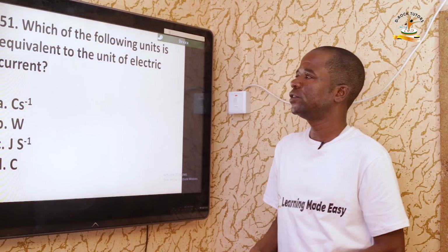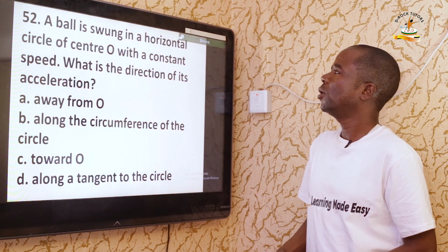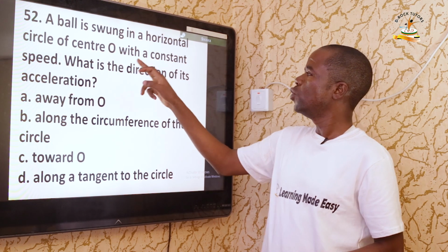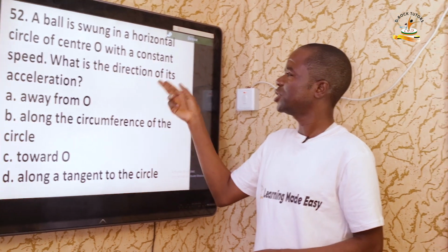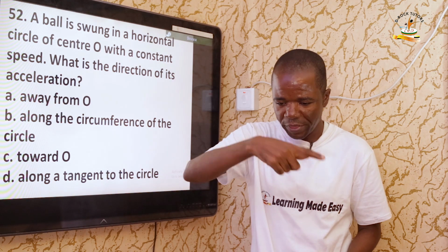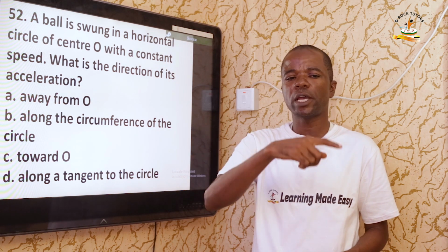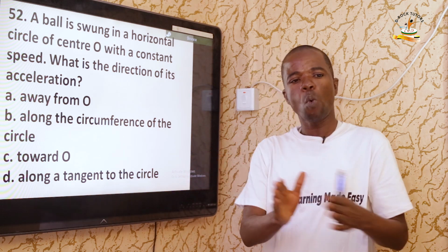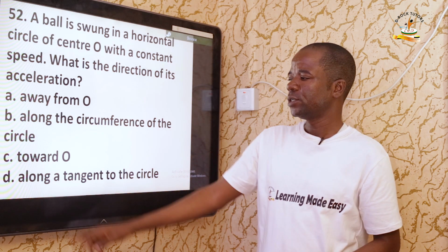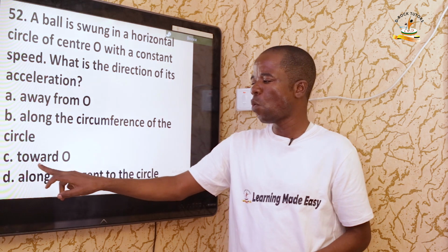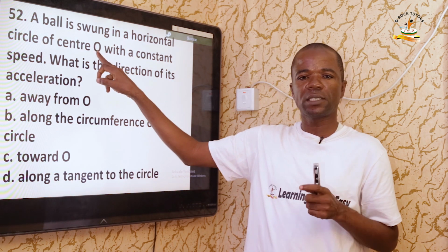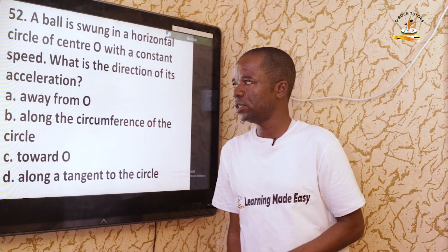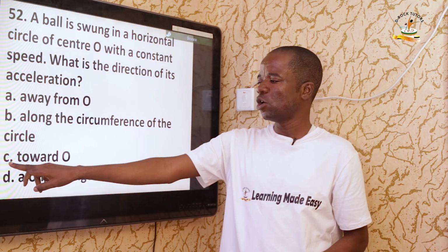Let's go to number 52. A ball is swung in a horizontal circle of center O with a constant speed. What is the direction of its acceleration? Whenever an object moves around a circle with a constant speed, the acceleration is always directed towards the center of the circle. So the answer is option C, towards O. Don't forget, O is the center of the circle. So that's the correct answer, option C. The acceleration will be directed towards the center of the circle.